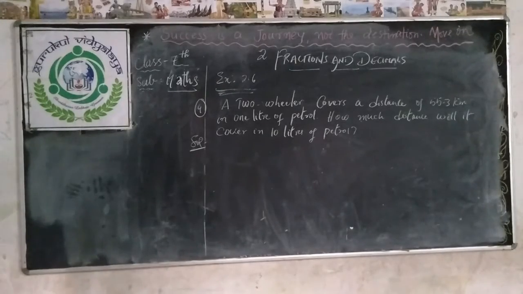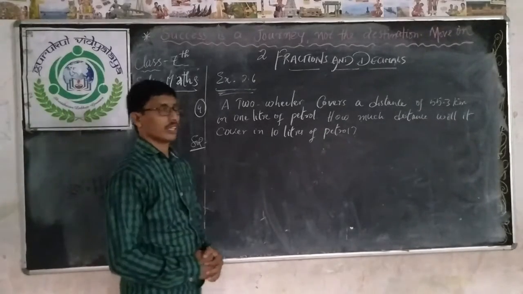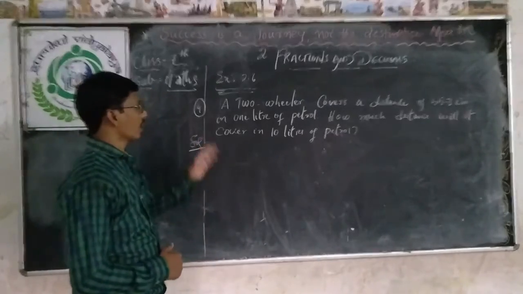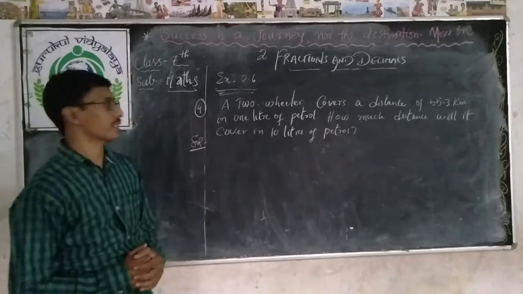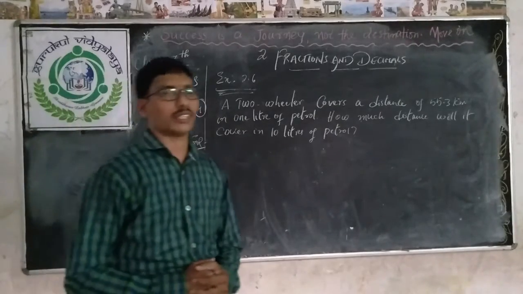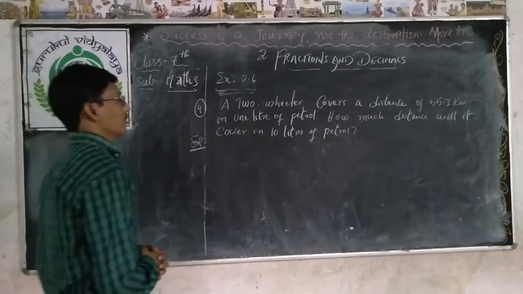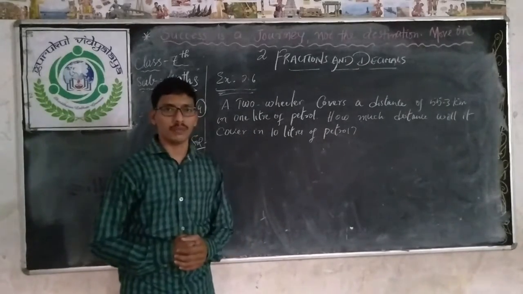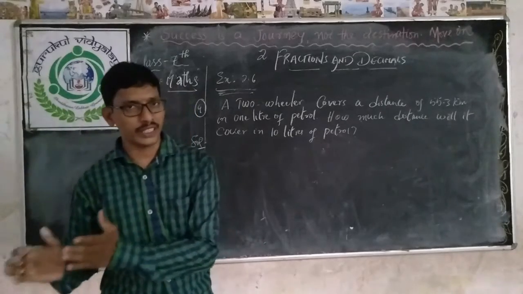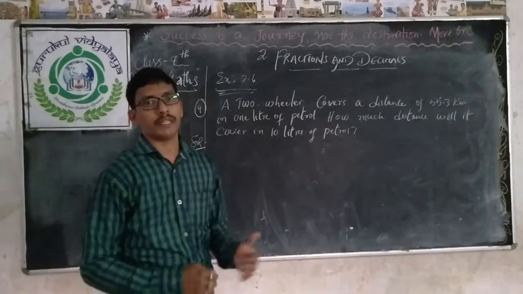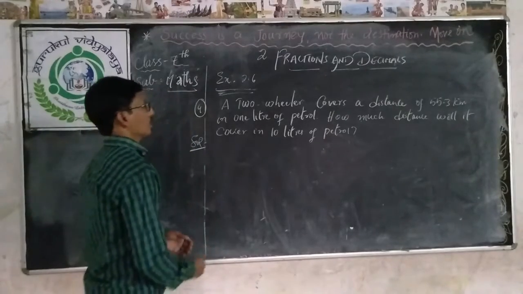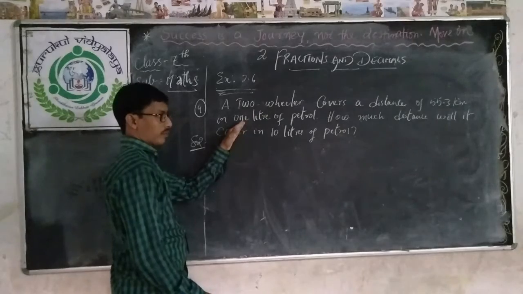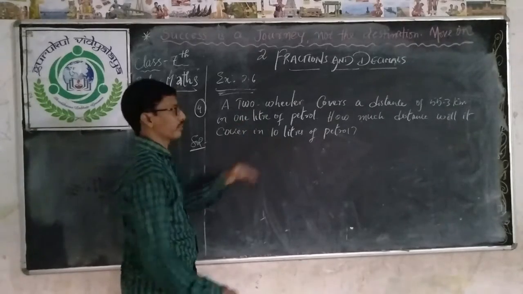Okay, children. Fourth problem. A two-wheeler covers a distance of 55.3 kilometers on 1 liter of petrol. How much distance will it cover in 10 liters of petrol? I already explained this one. With 1 liter it covers 55.3 kilometers, so with 10 liters how much distance will it cover? First, what is given? The distance with 1 liter of petrol is given, and the total quantity of petrol is also given.